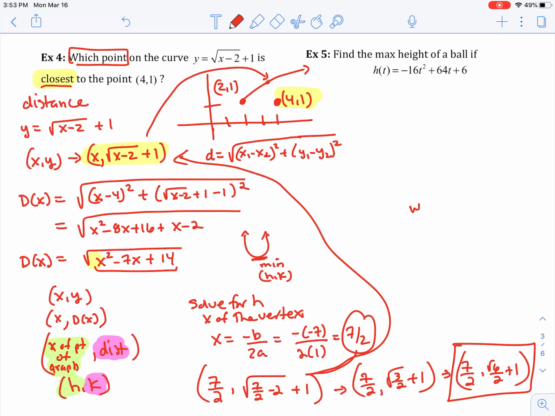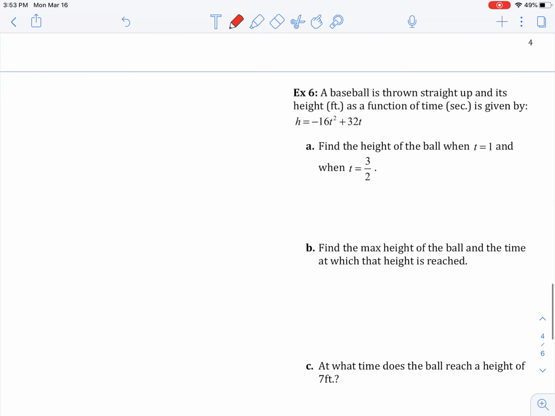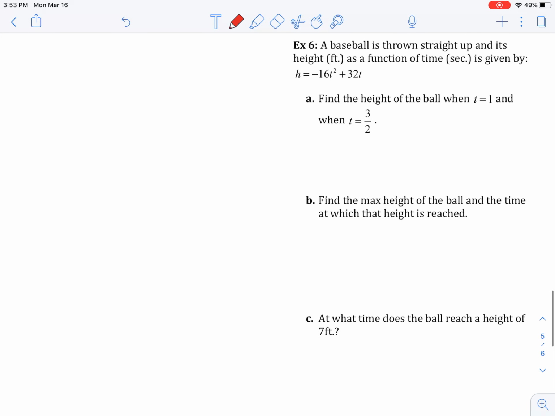And so if we had gone back to our equation, if we wanted to know the closest distance, then we could have taken that h value and gone to our distance equation and plugged in that 7/2, and then we could have solved for what that closest distance is, and that would have given us our answer. Okay? So I'm going to hold off on 5 so that you can do 5, and we're going to move on to number 6.